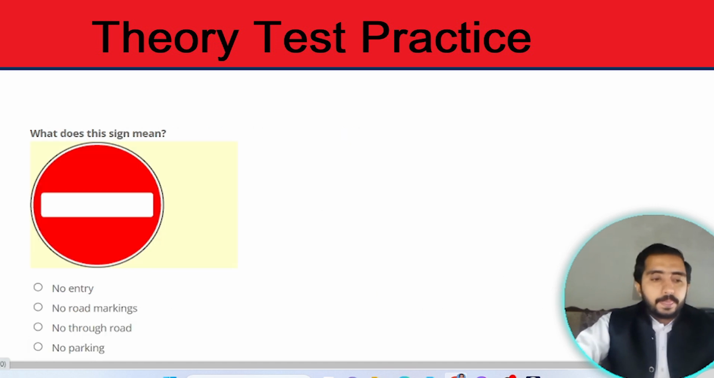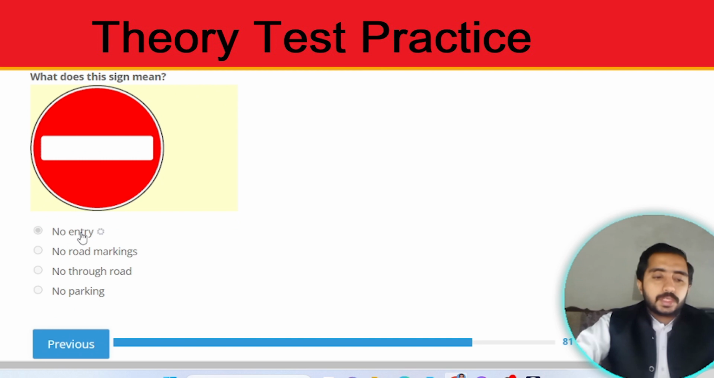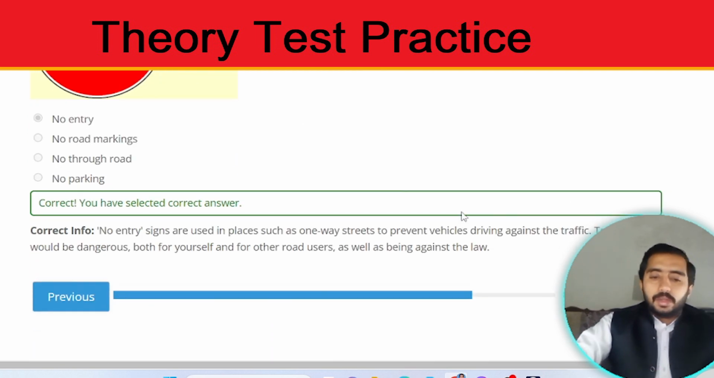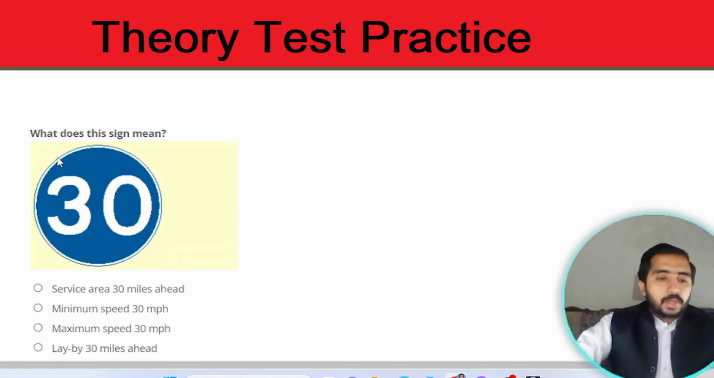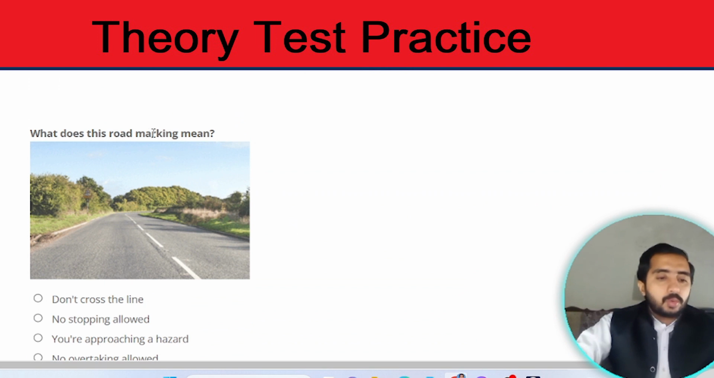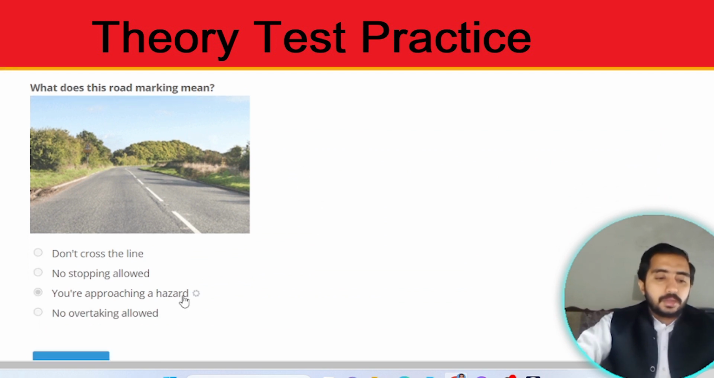Next one. This symbol is represented by no entry. This symbol with the red color is represented by no entry. Next one. Okay, our next symbol is represented by minimum speed is 30 mph. This road marking means that you are approaching a hazard. Option C.